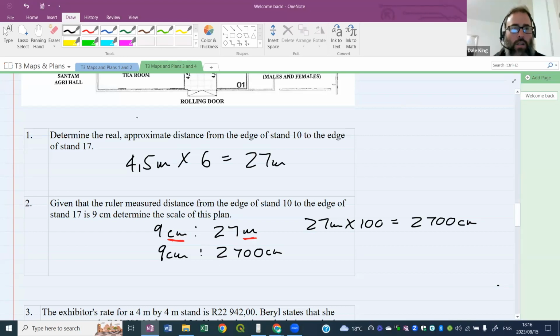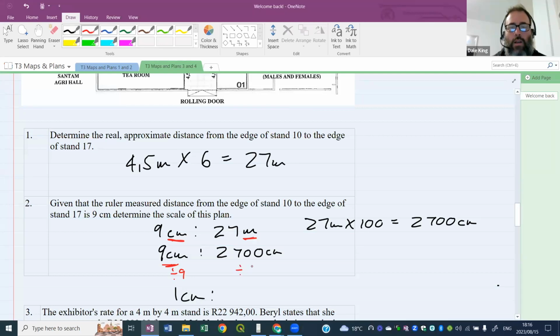So we got the same units now. We can continue. We need to change this 9 to a 1, and do the same to the right-hand side. So how do we change 9 to 1? We divide it by 9, right? So we divide this by 9, and we're going to get 1 centimeter. That's what we want. What we do to the left, we do to the right.